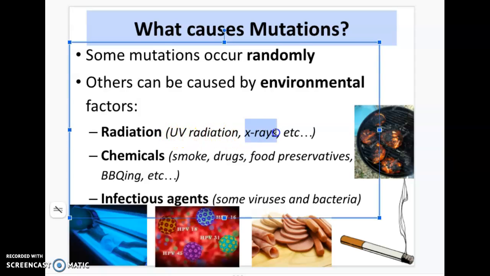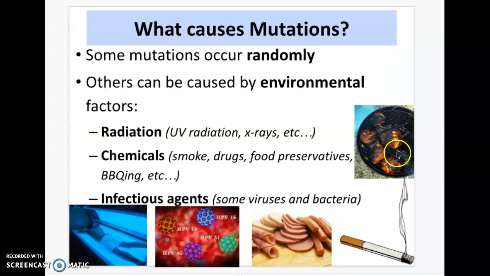X-rays, right? Being exposed to too many X-rays or radiation, CT scans, things like that can cause mutations in the DNA. Certain chemicals, so smoke, certain drugs, some food preservatives, unfortunately. By barbecuing your food and burning it, that char can cause mutations. And then some infectious agents as well. So there's some viruses and bacteria that can actually cause mutations as well.